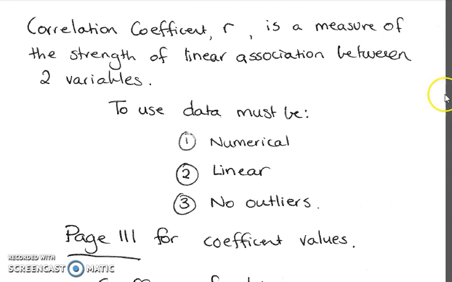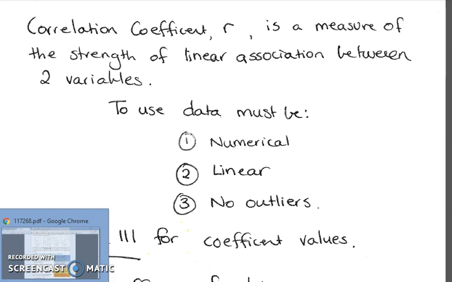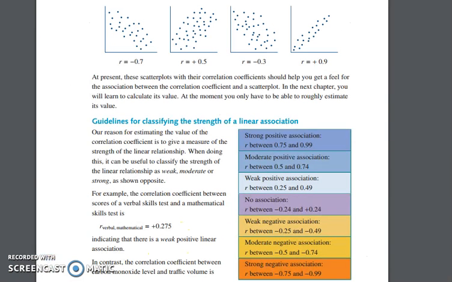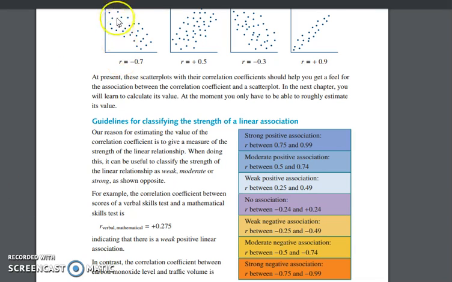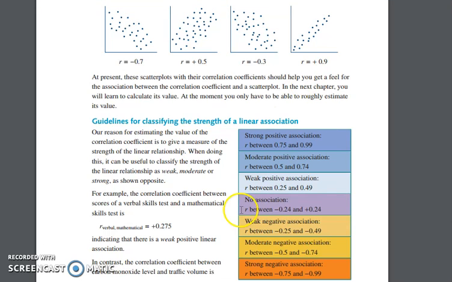Once you've found the r value, you can use page 111 to see what these coefficient values mean. So page 111 of your textbook: if something's negative, it's going down this way. If something's positive, it's going up that way. Up the top here, there's 4 scatter plots that show the correlation, the strengths, and in this table here, it tells you what those strengths are.